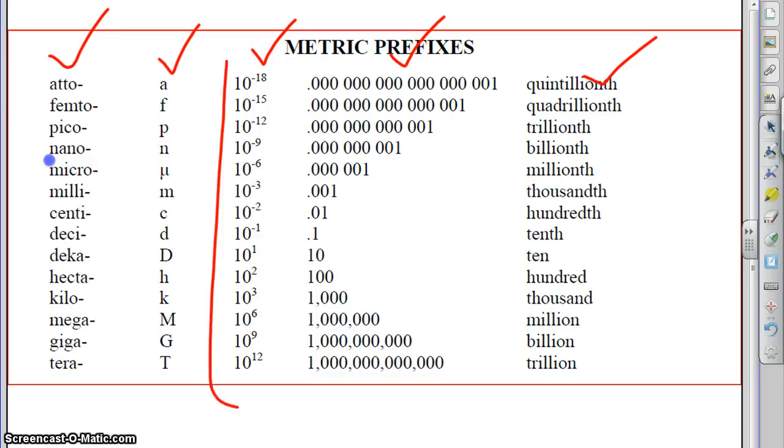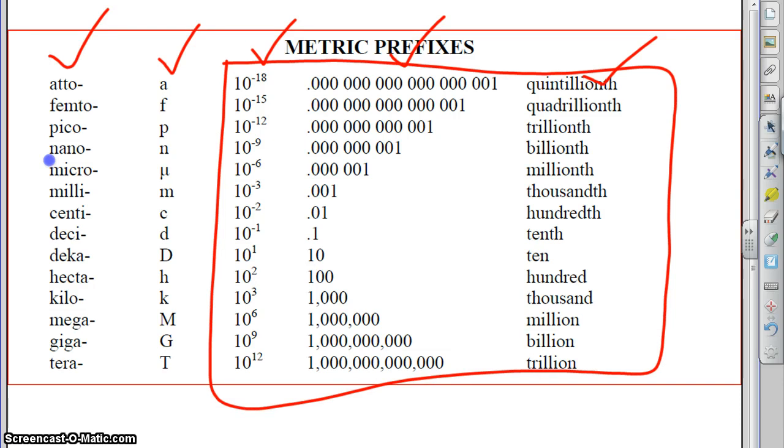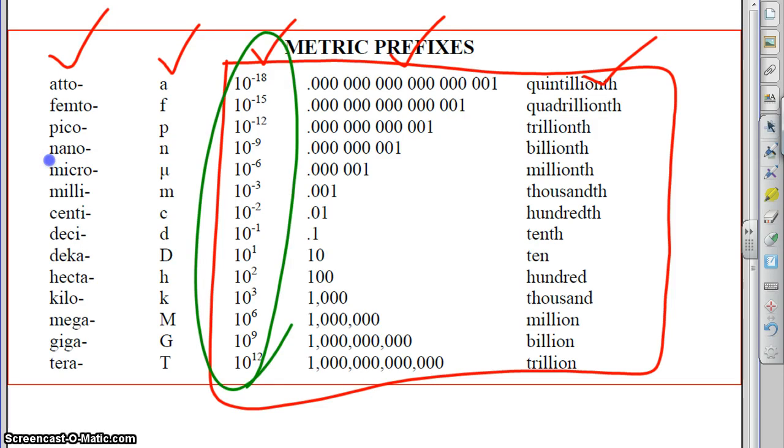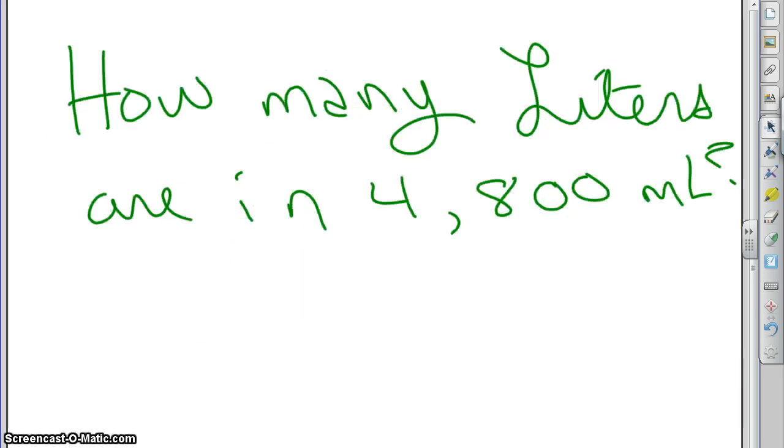So these 3 columns are all the same information. It's not like several things to memorize there. Those are all the same thing. I would recommend simply just knowing these, because when you use your calculator, it's going to be simplest to plug them in that way. So how are we going to use this?